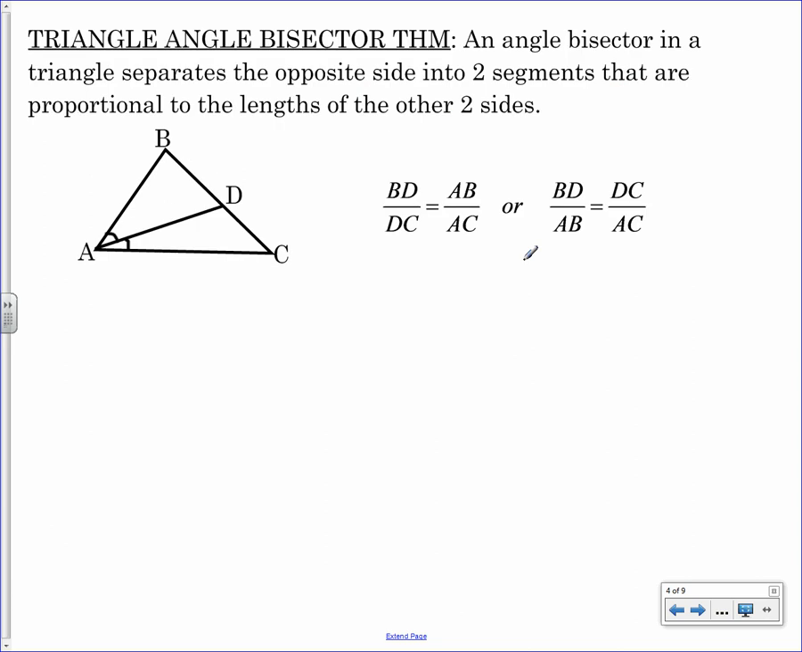Triangle angle bisector theorem. An angle bisector in a triangle, so we have AD here, that's our angle bisector in the triangle, separates the opposite side into two segments, so this one and this one, right, that are proportional to the lengths of the two other sides. So in this picture, I would say BD over DC would be equal to AB over AC. Or I could say BD over AB equals DC over AC. You guys get that? Is that one okay? You might want to look at that one more time. I don't think it's hard to understand, but I don't think it's quite as easy as the other ones were. They may want me to say it again. Okay.